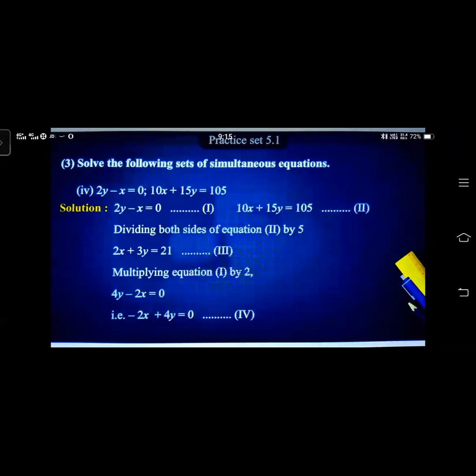Now let's see question number 4. 2y minus x is equal to 0, 10x plus 15y is equal to 105. 2y minus x is equal to 0 will become minus x plus 2y is equal to 0. First you have to label them. 10x plus 15y is equal to 105. This is going to be your second equation.